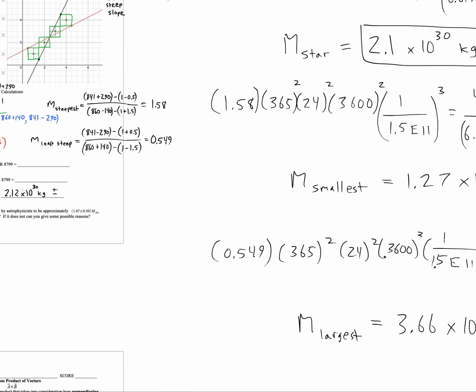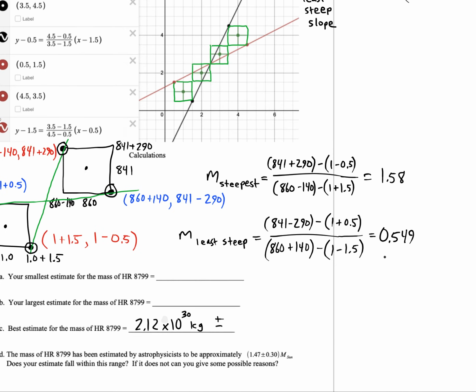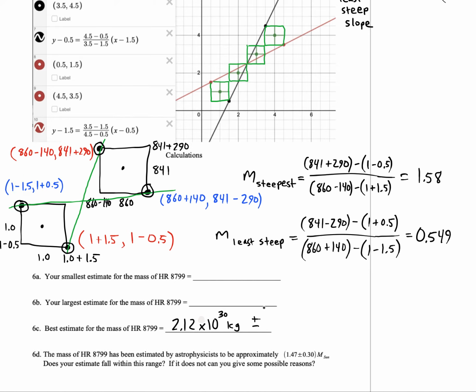All right, what would we do next? Now we want to plug those in here. Smallest estimate, 1.27 times 10 to the 30 kilograms. Largest, 3.66 times 10 to the 30 kilograms. And we could just use that technique of seeing what the spread between them is, and just basically cutting that in half. You could do largest minus best to get the uncertainty there. Or just take the largest minus smallest and divide by 2.